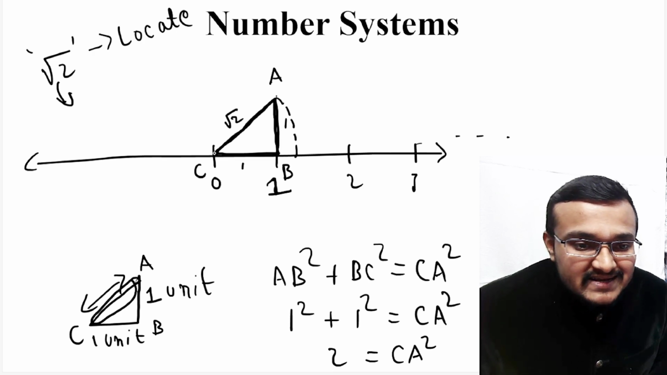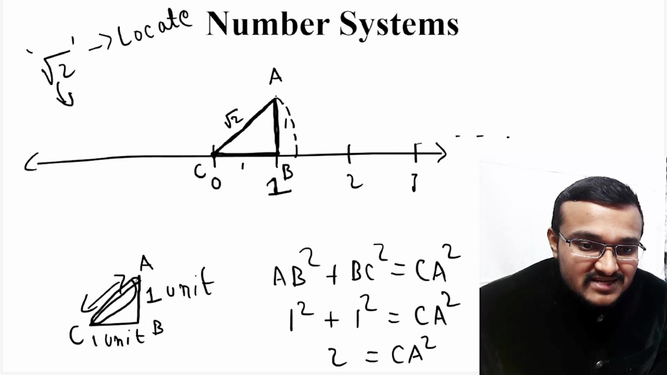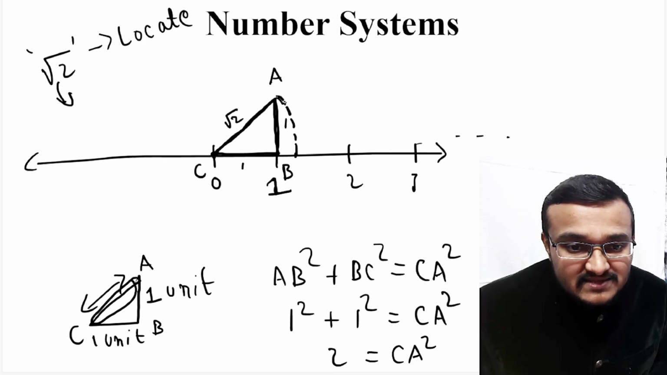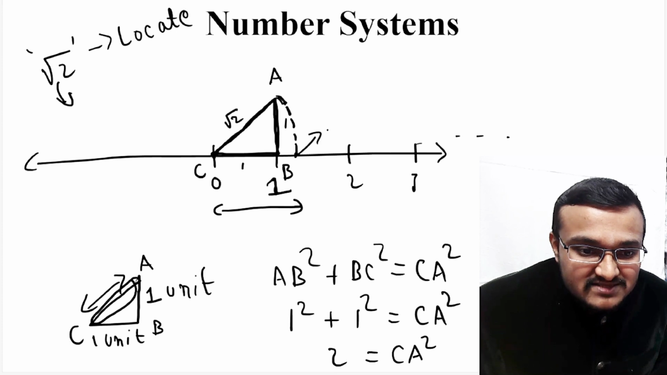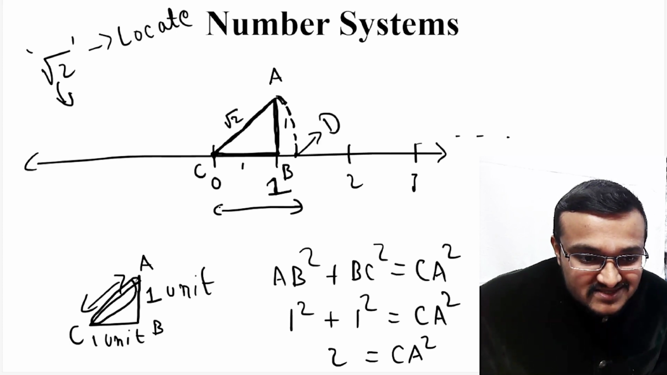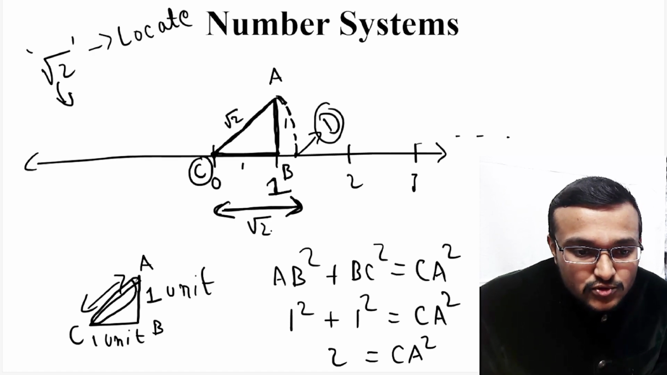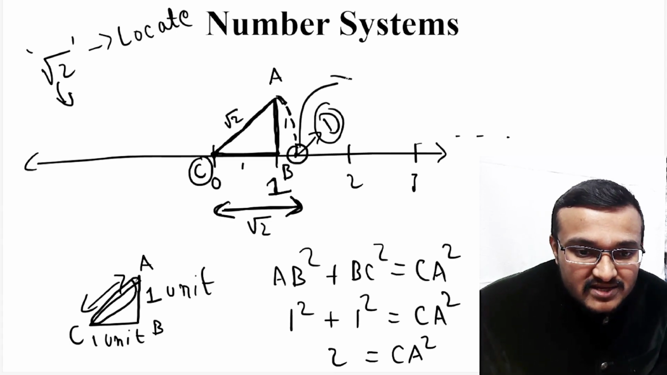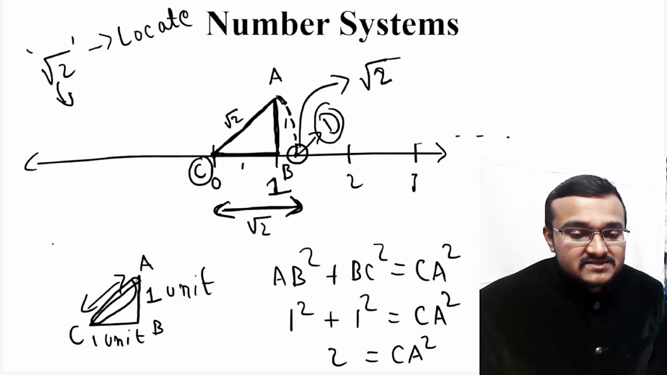So you can take a compass, place one end of the compass here, and draw a partial circle like this. So this point I can name as D. So from 0, that is from the position C to D, this particular length can be known as the root 2 value. So that means root 2 lies on this particular D position.